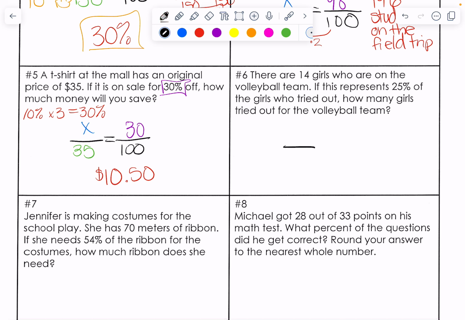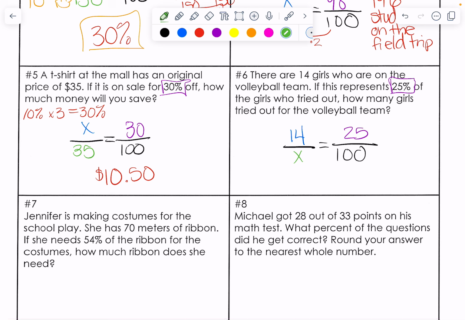And I want to look at this next one. All right, there are 14 girls who are on the volleyball team. If this represents 25% of the girls who tried out, how many girls tried out for the volleyball team? Well, we have a percent. Percents go over 100. So now I need to figure out, does that 14, is that a part or a whole? Here it says there are 14 girls who are on the volleyball team if this represents 25%. So that's telling me the 14 is the 25%, and we're figuring out how many girls tried out, okay?